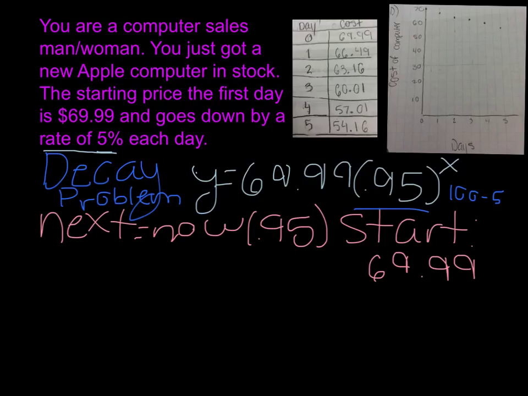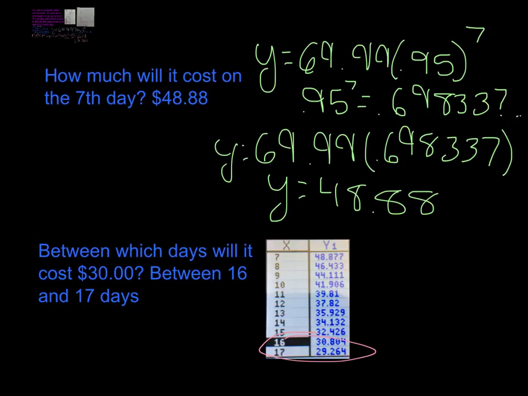The start is 69.99. It will cost $48.88 on the 7th day, but when it is to the power of 0.95, 7th power, it is not a terminating decimal. So either way, you must round it at the end to 48.88.